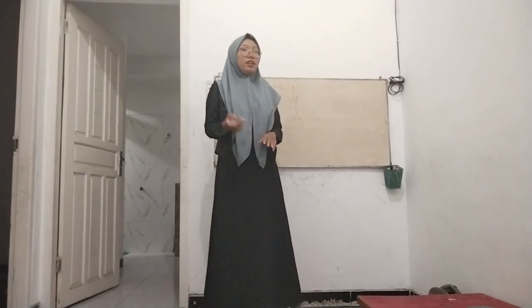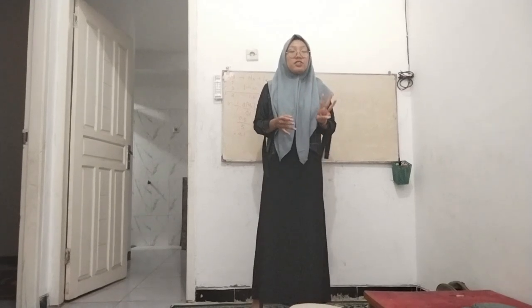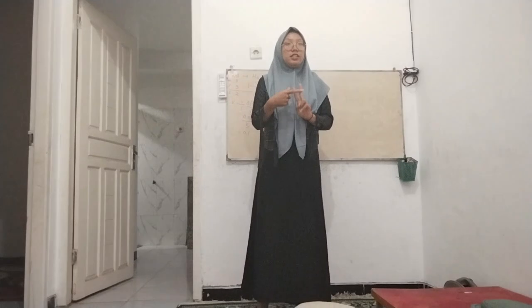romance. And the generic structure of narrative text itself has four parts. The first is orientation, when you introduce the characters or the setting of the story, and then you tell the conflict in the complication, the second structure.